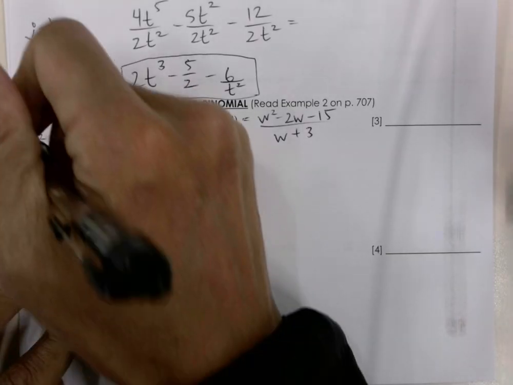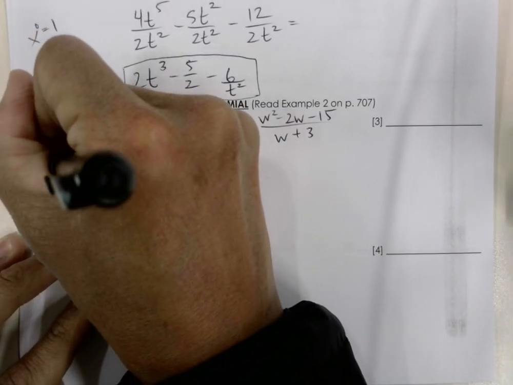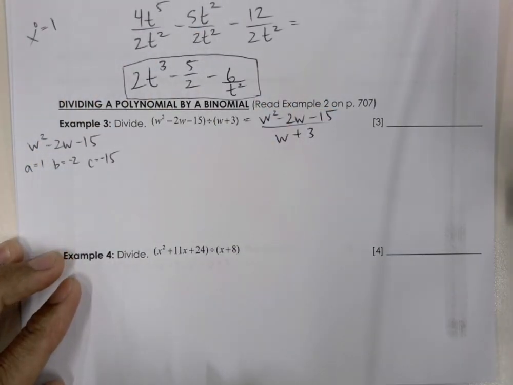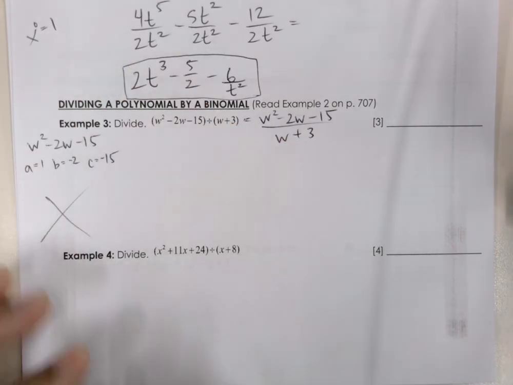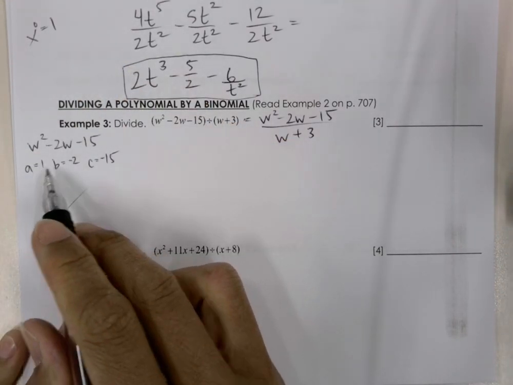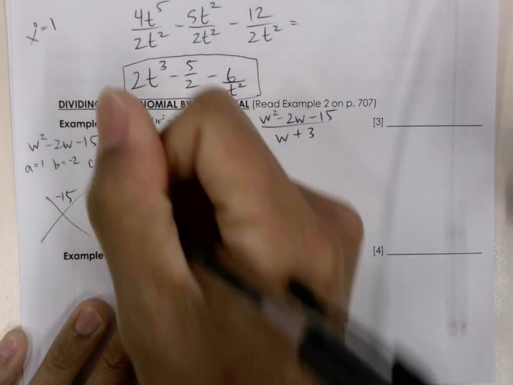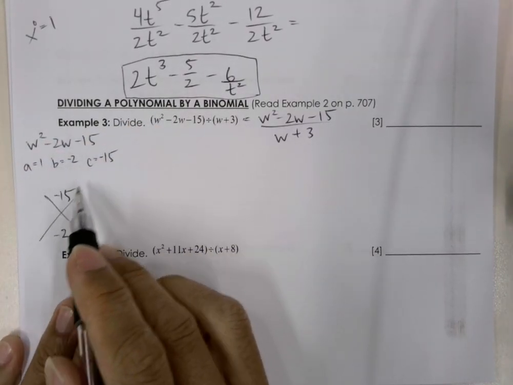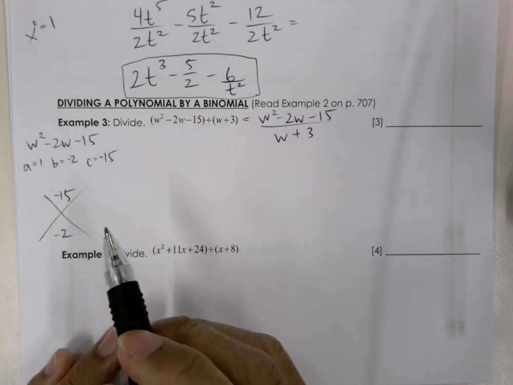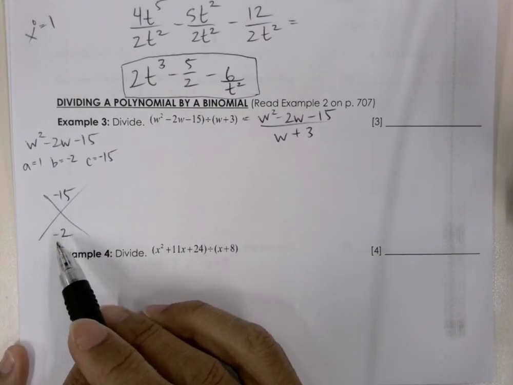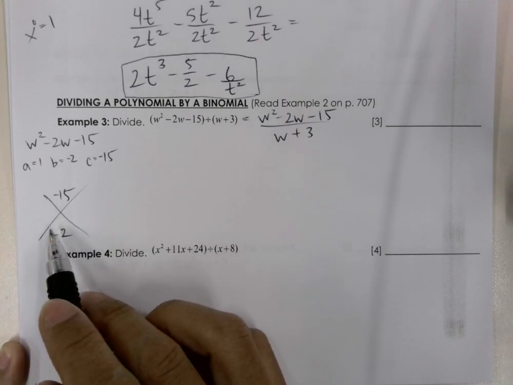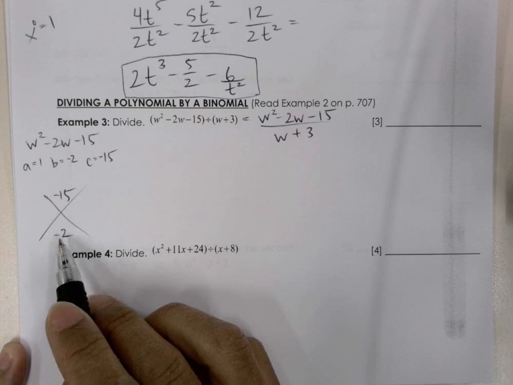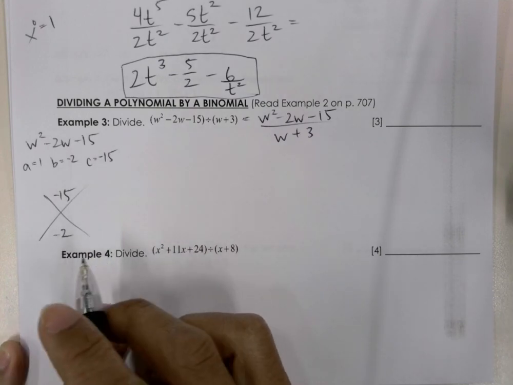And we're going to get a is equal to 1, b is equal to negative 2, and c is equal to negative 15. We'll do our x, and we will say a times c in the numerator, so 1 times negative 15 up in the top of the x, and then b, negative 2, in the bottom of the x. So now we need two factors that multiply to negative 15 and add up to negative 2.